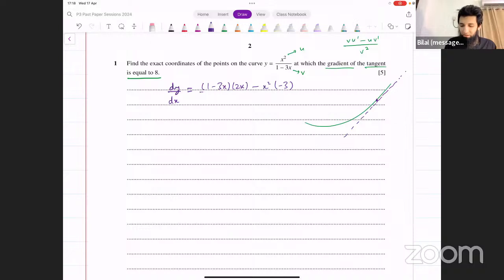In the denominator, you have v squared. That means the square of the denominator. That's 1 minus 3x whole squared. That is going to be the derivative of this function.